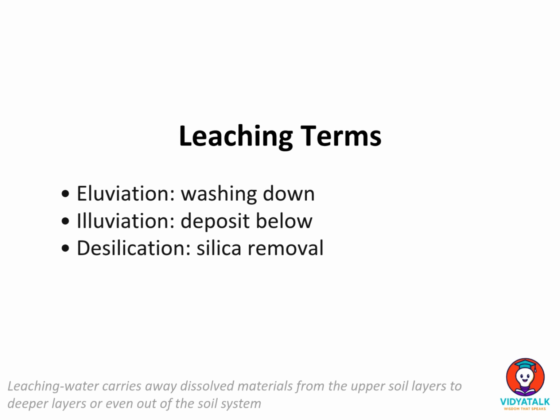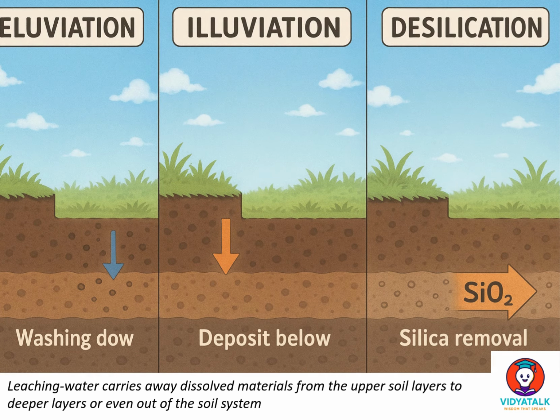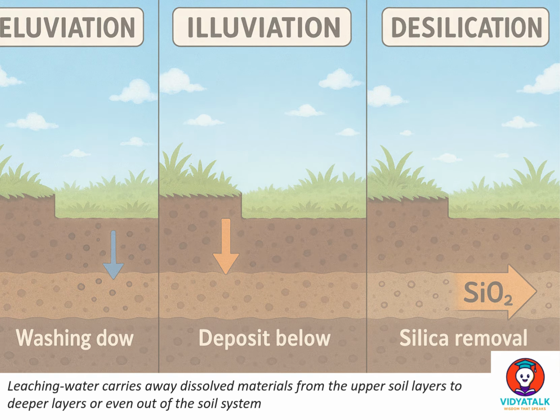Leaching terms. In wet climates, materials are leached downward, that's eluviation, and redeposited in lower layers, illuviation. The removal of silica from soil is called desilication.